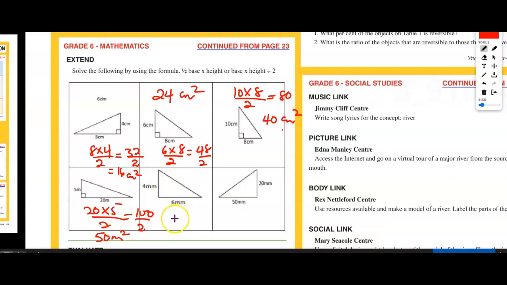This one is 6 by 4 divided by 2. 6 4s, this would be 24. 24 divided by 2, that would give us 12 square millimeters. Last one, we have 50 by 20. So 50 by 20 divided by 2. So we have 2 zeros. Then 5 twos would give us 10. So this gives us 1,000. And we divide that by 2, we will get 500 square millimeters.